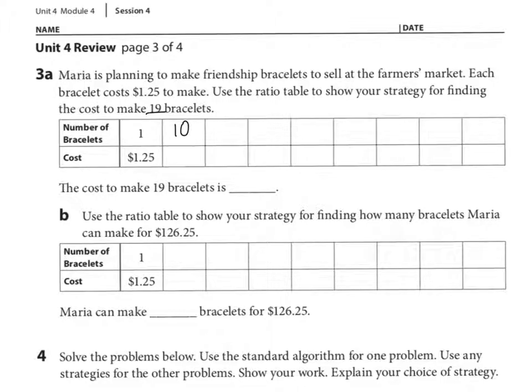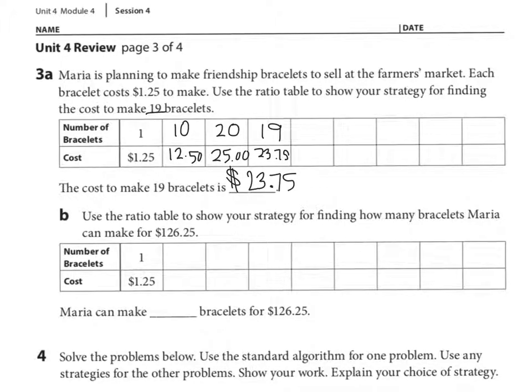I know the cost of 10 would be $12.50. The cost of 20 would be double that, which is $25. And then to find the cost of 19, I'm going to subtract 1 group, which is $1.25. I'm going to have $23.75 as my answer here for the total cost of 19 bracelets.